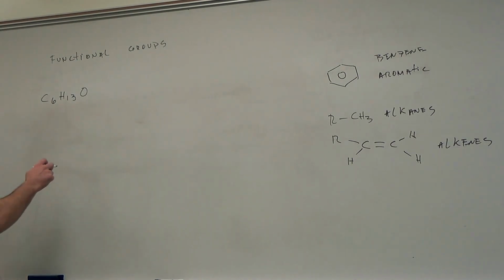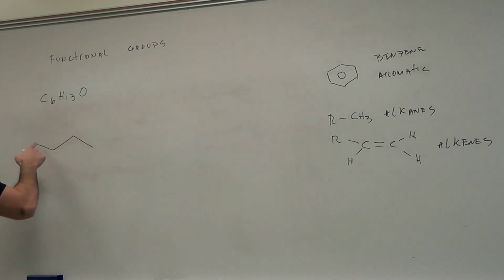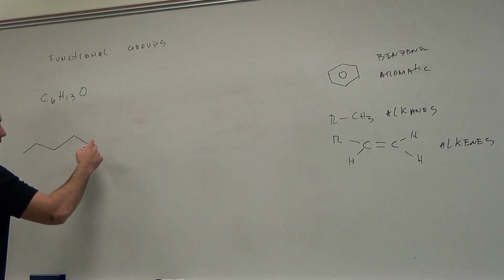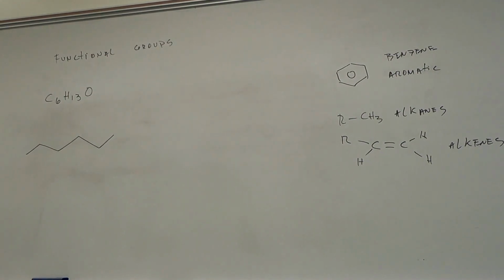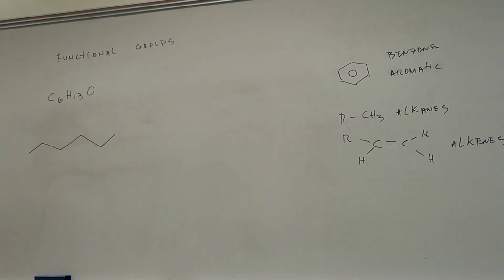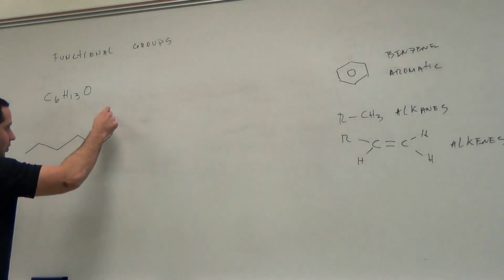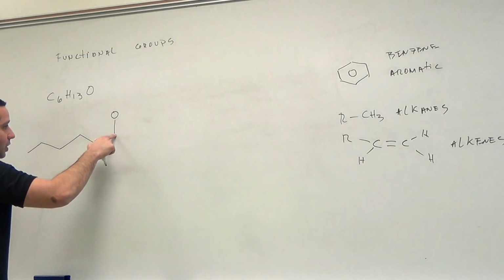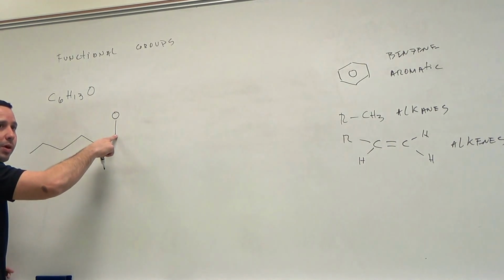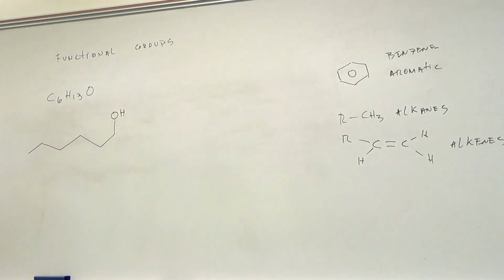Okay, why don't I do one? Good idea. 1, 2, 3, 4, 5, 6. That would normally have how many hydrogens? 14. Instead of a hydrogen, I can put an oxygen. Now, if I put an oxygen, what happened to the number of hydrogens here? Did it increase by 1 or decrease by 1? Decrease by 1. So I put a hydrogen there.